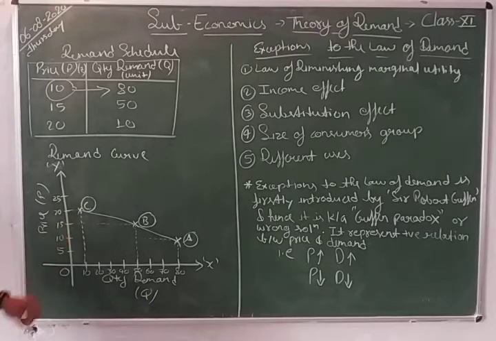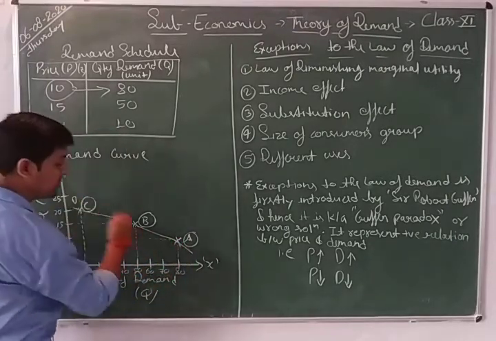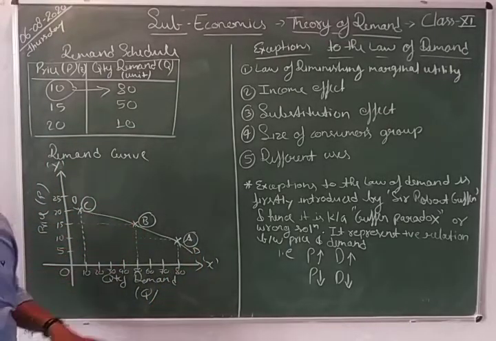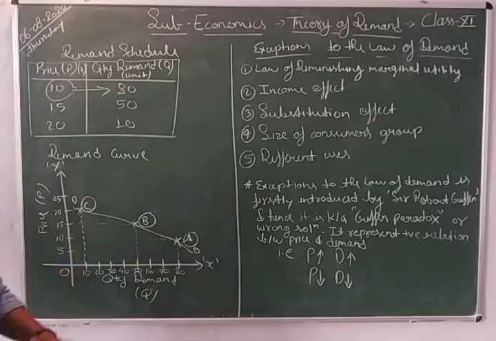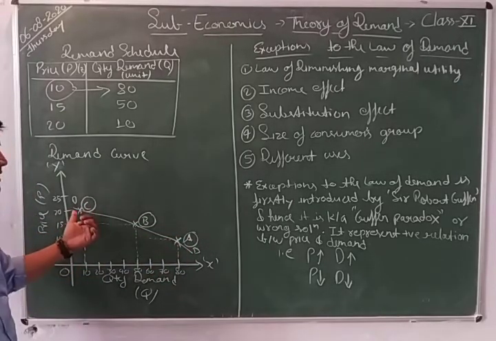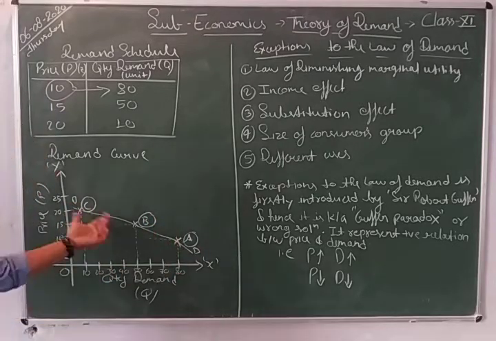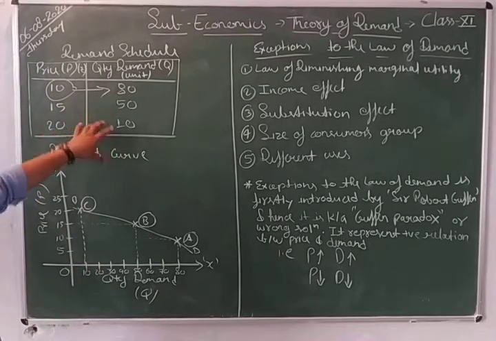This curve is also known as the demand curve, that is denoted by DD. After joining all the 3 points, that is A, B and C, we will get a curve from D to D, and this curve is known as what? Demand curve. Okay, students, I think it is clear what is demand schedule and what is demand curve.